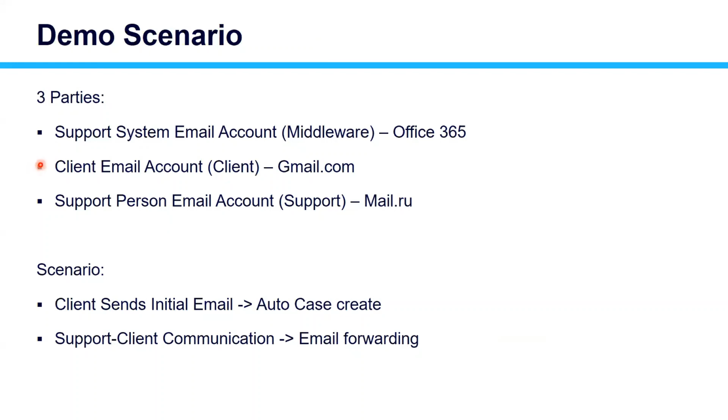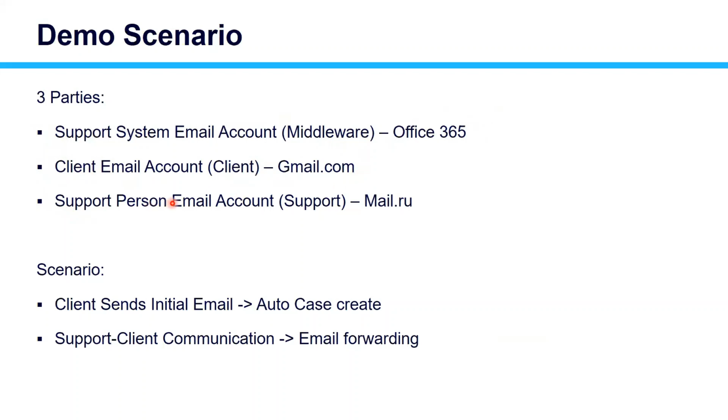I will have another email account that is a client email account. That is just where the client can write an email and send it to our support system email account. The third email account I will have is a support person email account, the personal one, where the support person works on the cases. I don't really have enough email accounts to do this demonstration, so I have to use a couple of personal ones. The first one, the support system email account, will be an Office 365 account. The second one, the client email account, will be gmail.com.